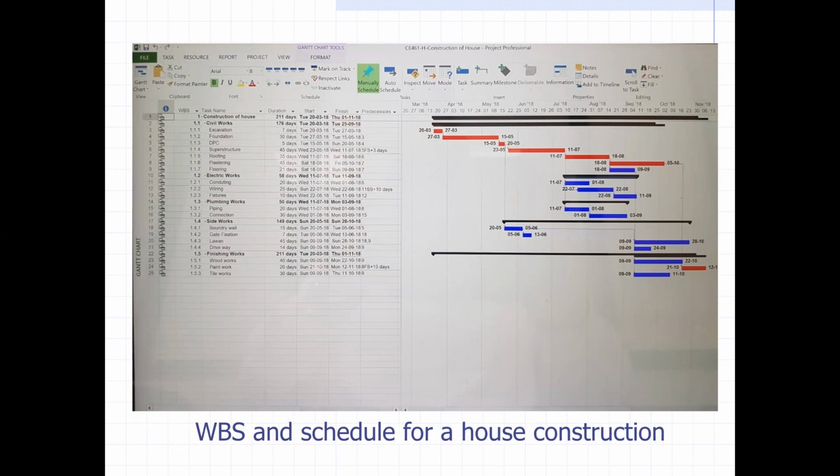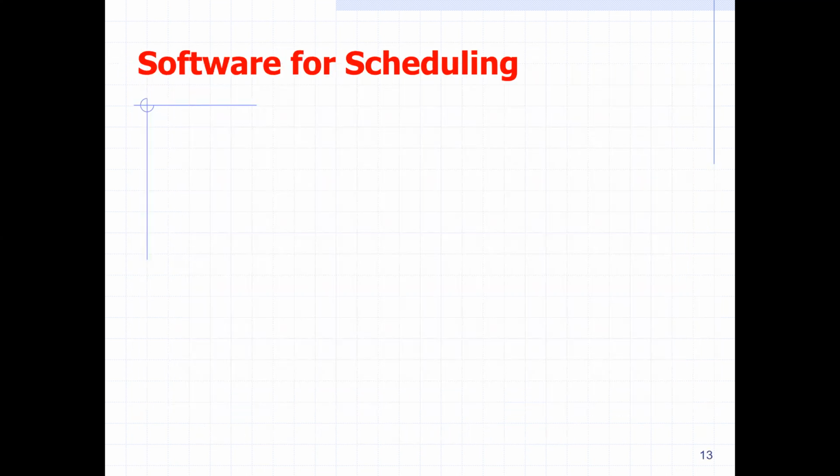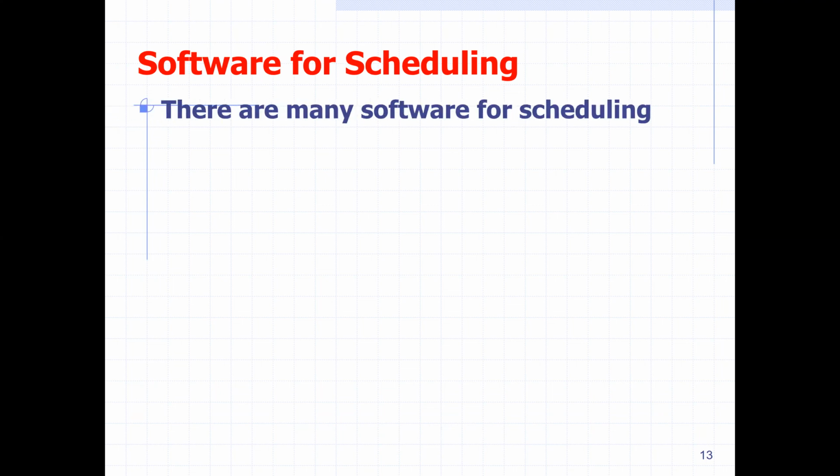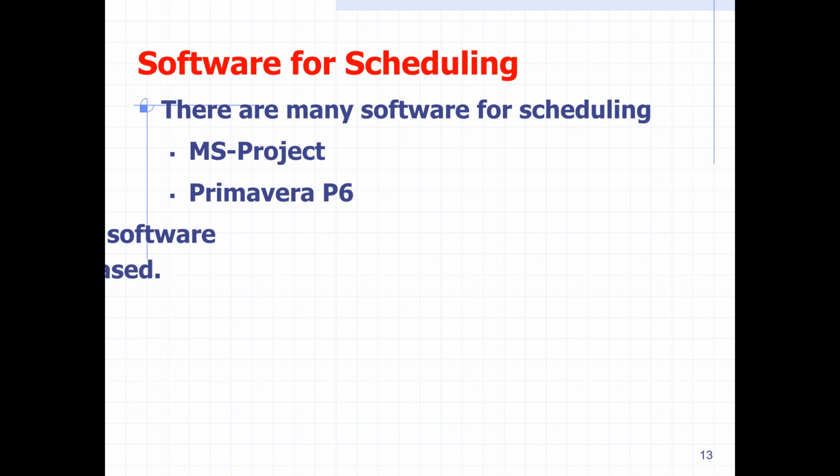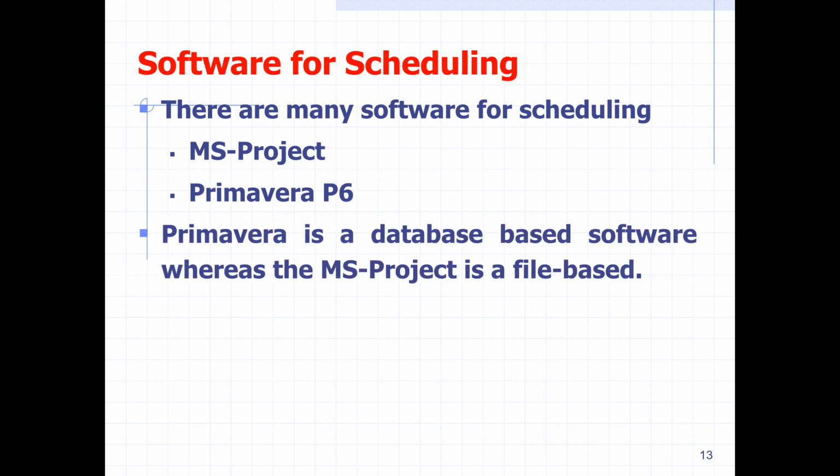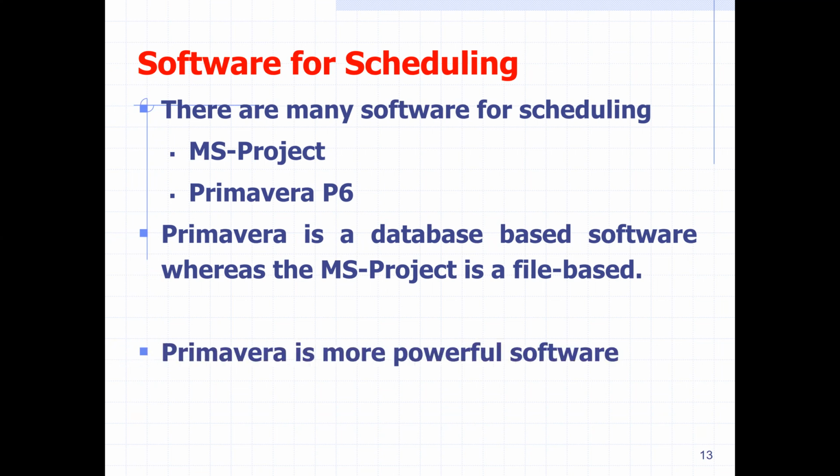So this is a WBS and schedule for a house construction project. Let's move to the next. As I mentioned, there is a lot of software for scheduling. Maybe we can use MS Project or Primavera P6. Primavera is database software, and Microsoft Project is file-based. Primavera is more powerful software, it's a database.